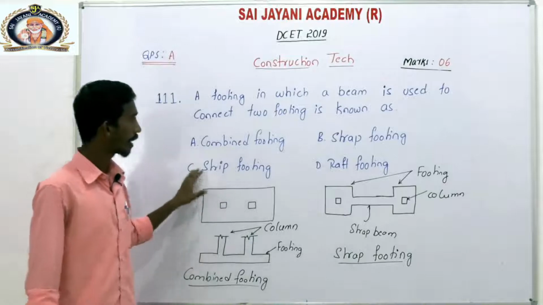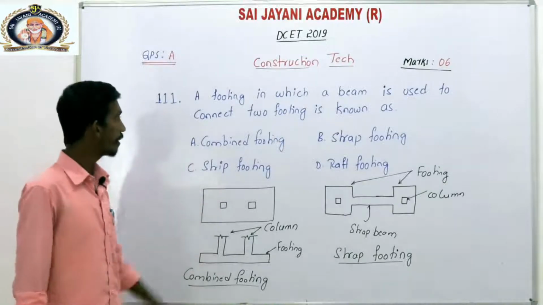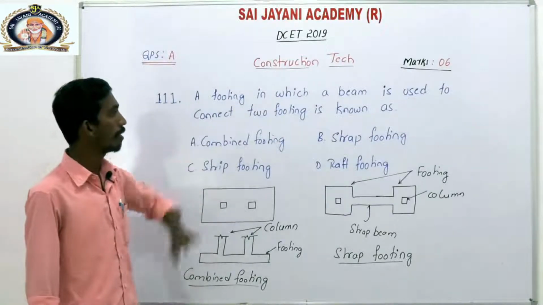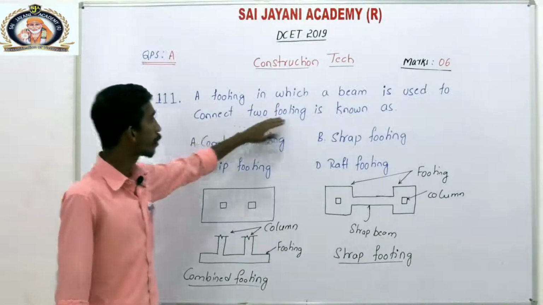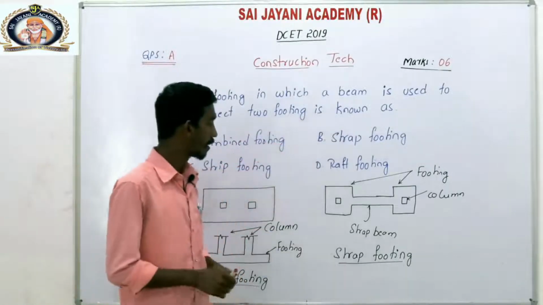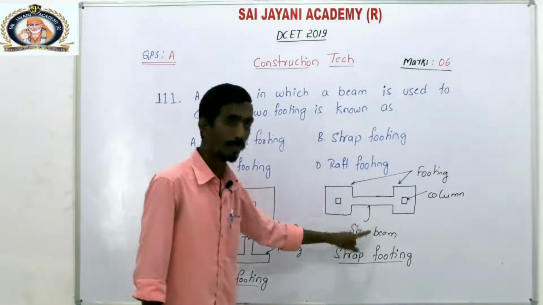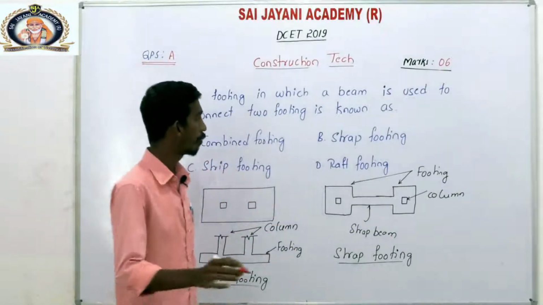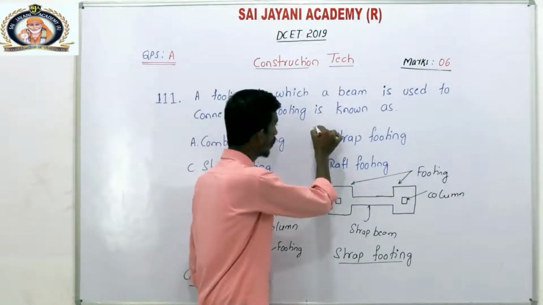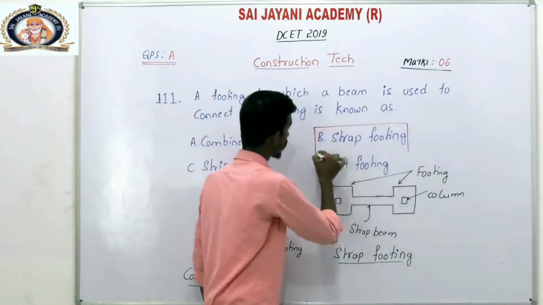Clear? Therefore, the right answer for the question, a footing in which a beam is used to connect two footings, is known as strap footing. In strap footing, two footings are connected by a beam. The beam is called a strap beam. Therefore, the right answer for this question is option B, strap footing.